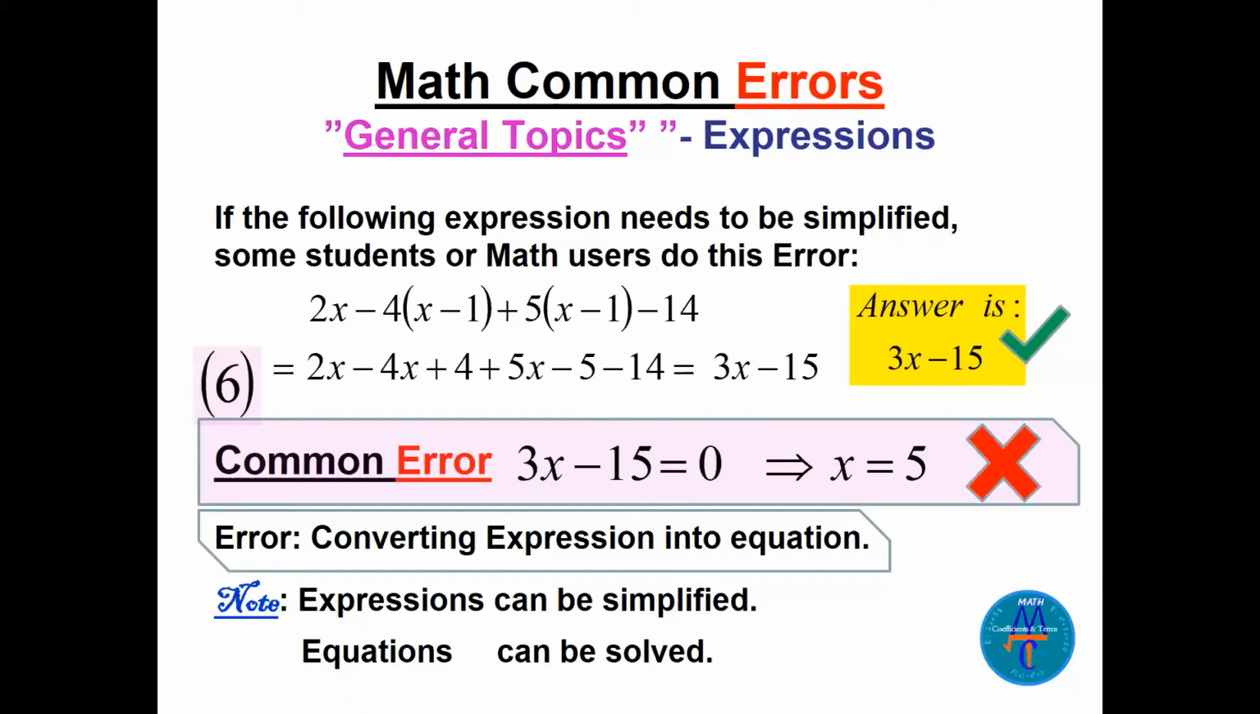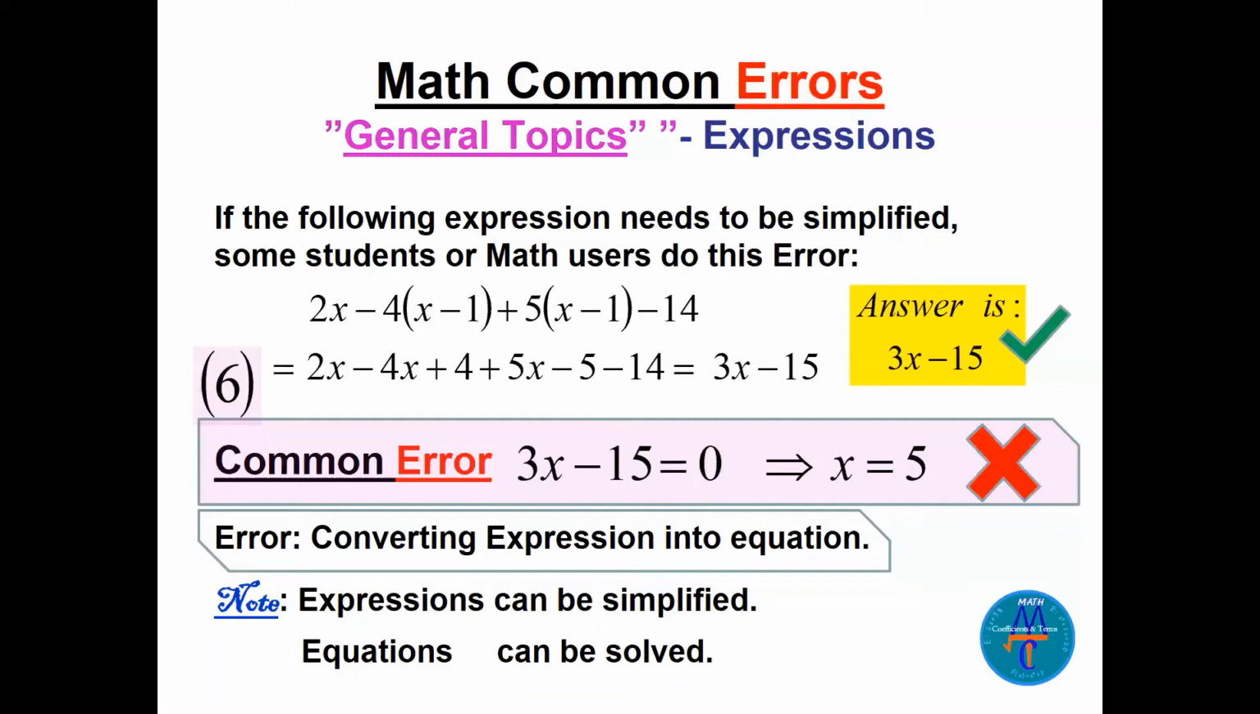Stop there. So what is the error here? Many math users, many students will take 3x minus 15, I don't know why, and make it equal 0. So they change the question from expression to equation. And then they tell themselves, let's find x. Take 15 to the other side, divide by 3, x is equal to 5. And that's completely wrong. Why is it wrong?